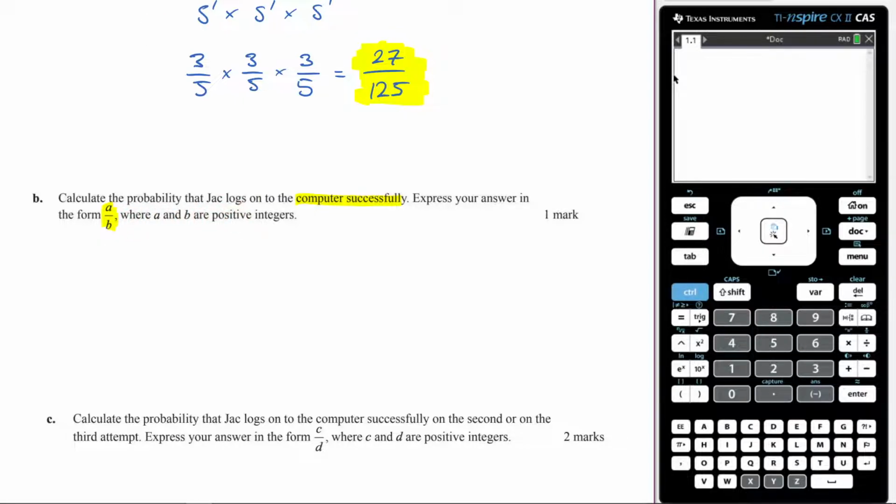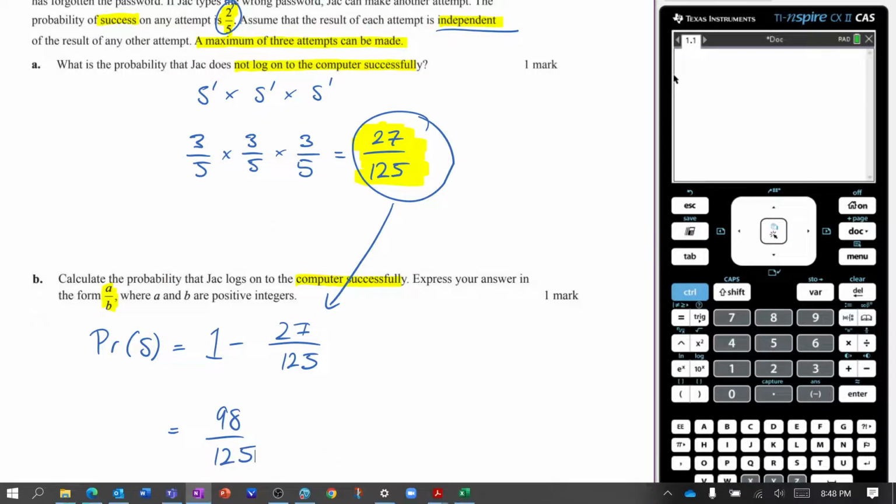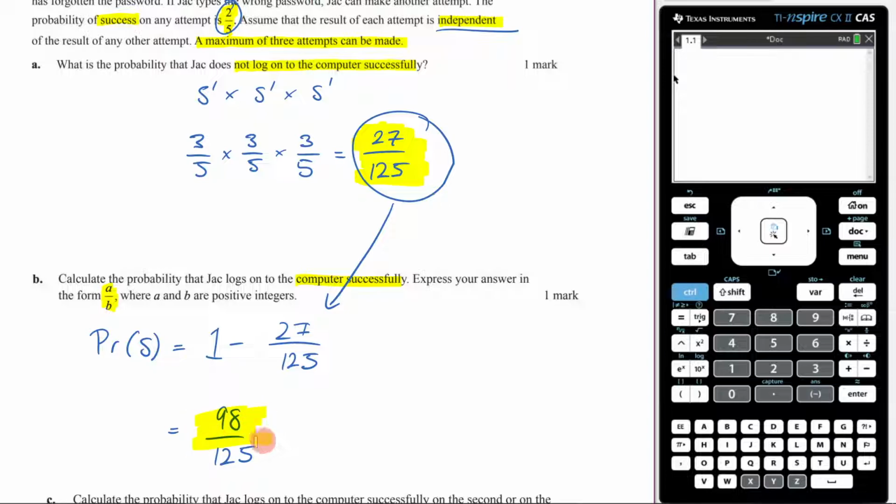Well, this is where you've got to be discerning. We're trying to figure out the probability of success. Well, we just figured out the probability that he fails. So surely the probability that he succeeds will be 1 minus this value right here, 27 on 125. And when you subtract those from each other, what you're going to end up with is 98 on 125. And that's it. So if you think through these questions nice and logically, you can answer them rather quickly. And as you can see, this is again worth 1 mark. So you want to get in and get out.